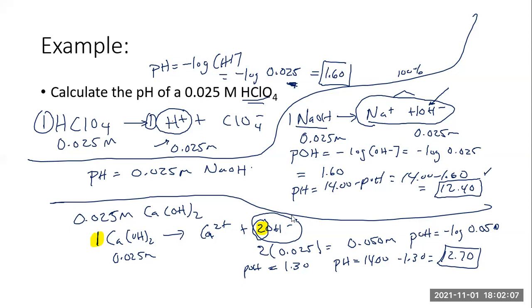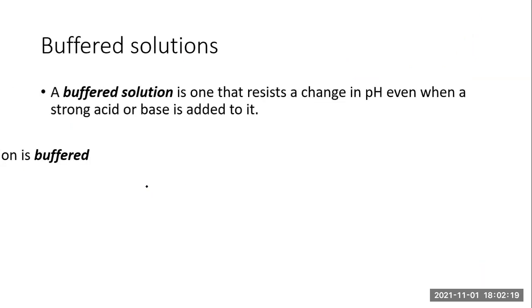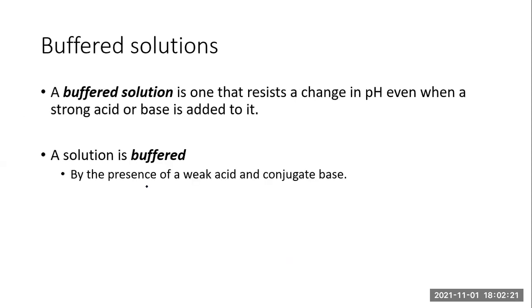Okay, so to finish up this chapter here and really the general chemistry part of the course here, we're going to finish up talking about buffers and what buffers are. So let's first talk about a buffer. A buffer is a solution that resists changes to pH even when you add acid or base to it.